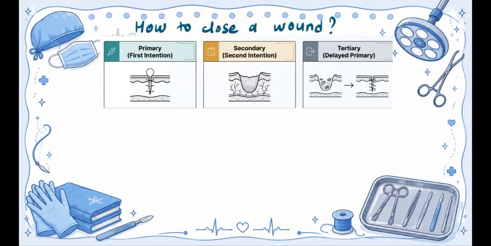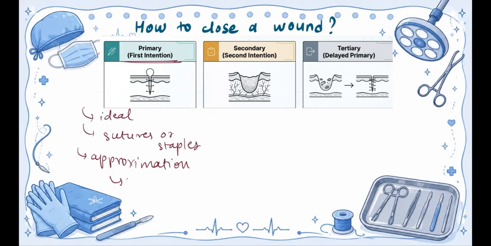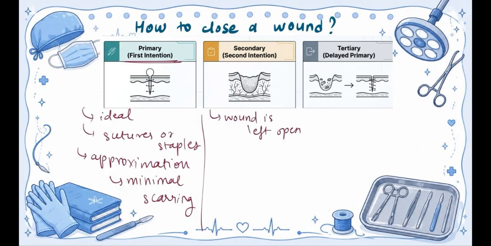Closing a wound. We categorize this into 3 primary strategies. These are primary intention, secondary intention, and tertiary intention. Primary intention is always the ideal surgical aim. Doctors use sutures or staples to directly pull the wound edges together. We call this approximation. It leaves minimal scarring.